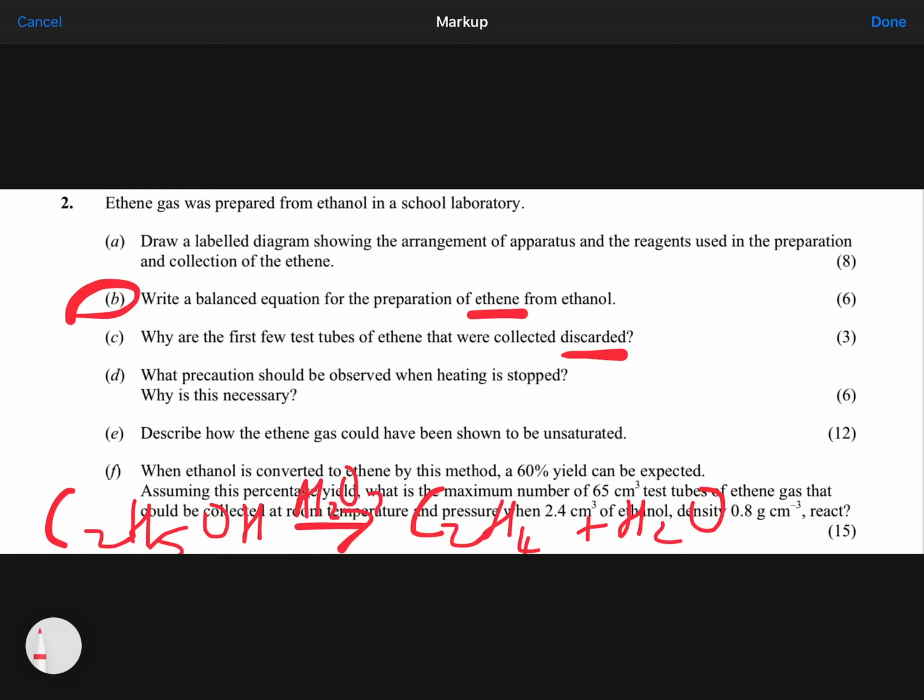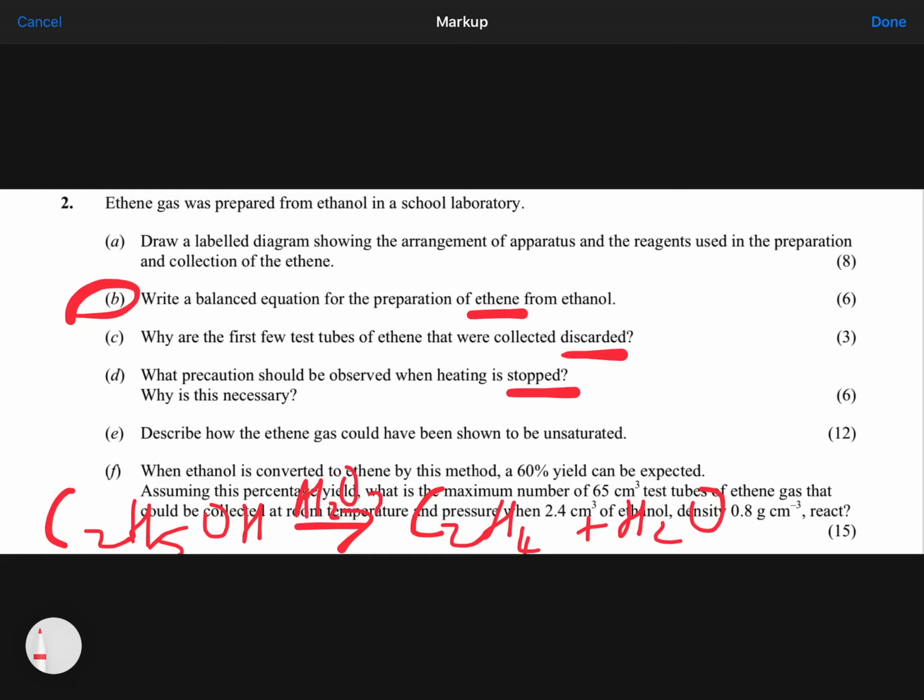Why are the first few tubes of ethene discarded? So remember that the first few tubes are a mixture of ethene and air. So we discard those because we want to get all of the air out of the apparatus first before we start collecting pure test tubes of ethene.